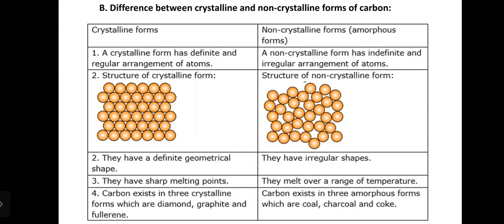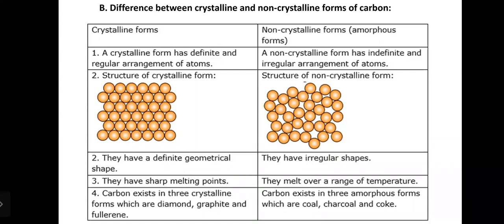The first one is their atomic arrangement, in which in crystalline forms the atoms are regularly arranged, and in non-crystalline form, the atoms are irregularly arranged. You can draw the structure of the atoms. The third difference you can write about is their shape. The crystalline form has a geometrical shape, but the non-crystalline form does not have a geometrical shape.